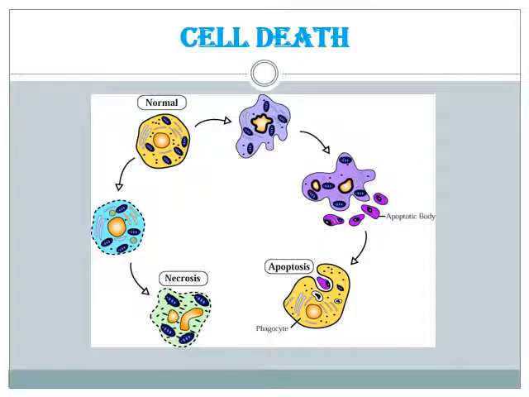So, the next topic is cell death. Cell death includes apoptosis and necrosis. As we discussed in previous slides, apoptosis means suicidal cell and necrosis means murder of a cell. So in this diagram, we can see there is a normal cell, and the normal cell undergoes necrosis in this way and apoptosis in that way.